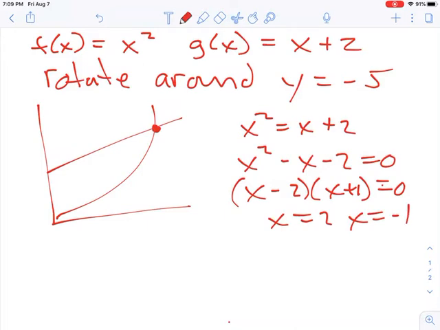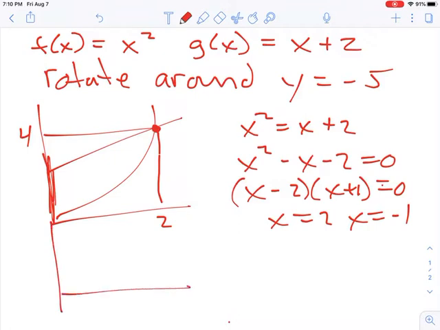We're also bounded by the y-axis, so we don't care about what's on the left of the y-axis. All right, so this is the point 2. If we plug that back into either one of these functions, we're going to get that the y value is 4. Next thing that we want to think about, now that we've got it set up, is what are we rotating it about? We are rotating it around y equals -5.